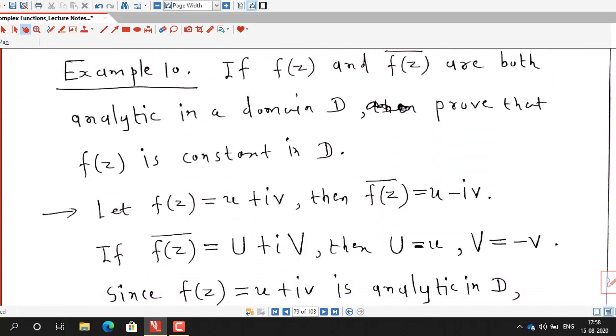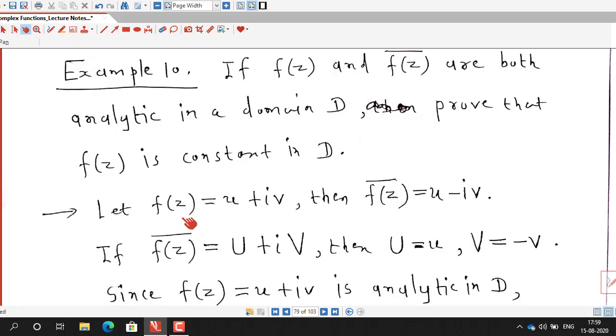Next example, it is given that f of z and the conjugate of f of z are both analytic in a domain D, and we have to show that f of z is constant in a domain D. So if f of z and its conjugate are both analytic in a domain D, then f of z is constant in a domain D.